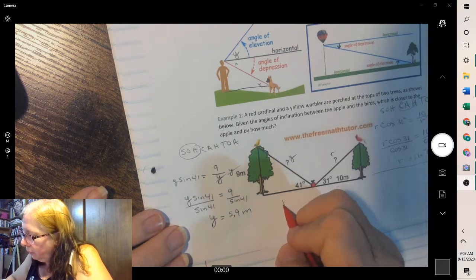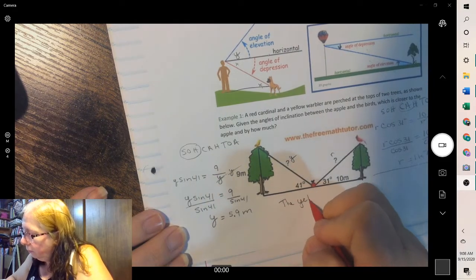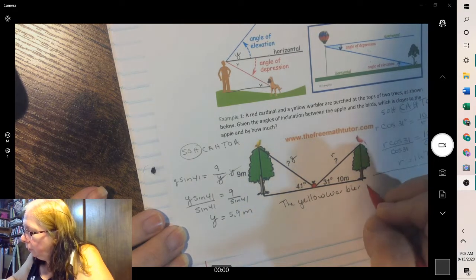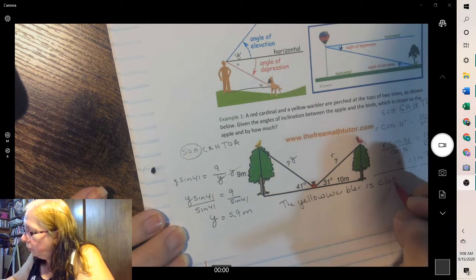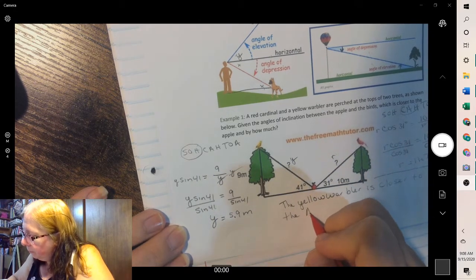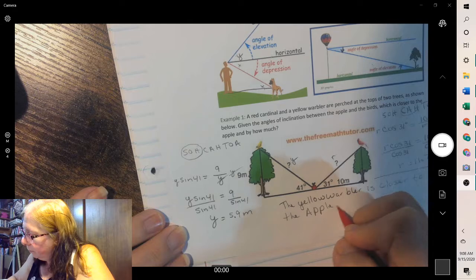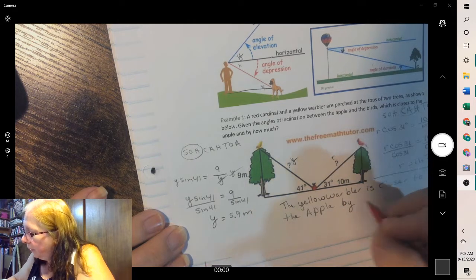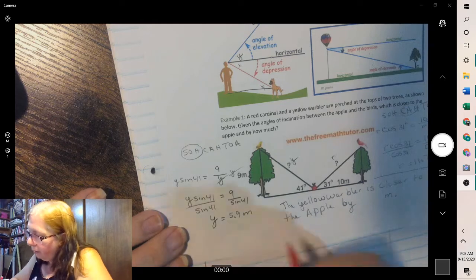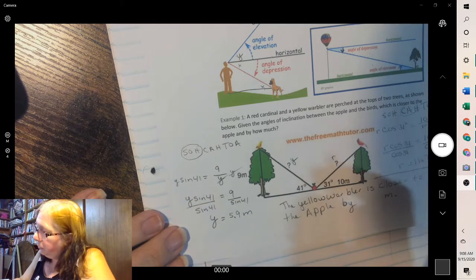So the yellow warbler is closer to the apple by so many meters. Now we need to find that. To find it, we just subtract them.